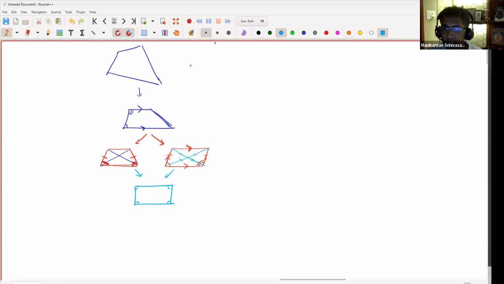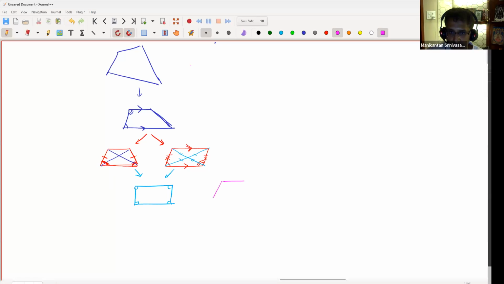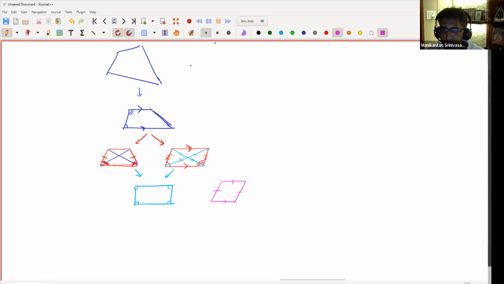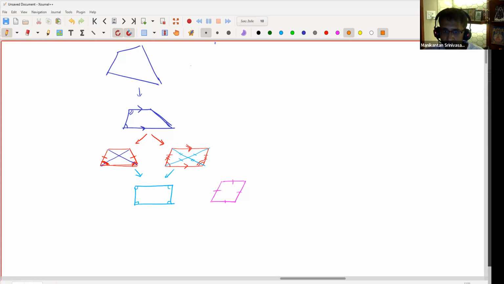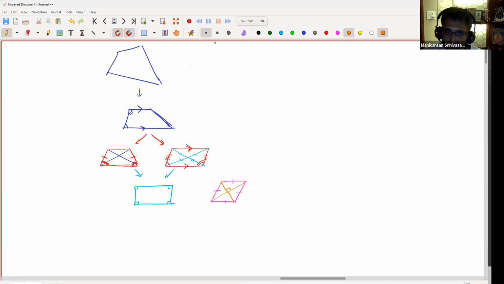Okay. Now in the family tree, we also have a rhombus, which is a special parallelogram where the adjacent sides are equal. So in a parallelogram, the opposite sides are equal, but the adjacent side also happens to be equal. That derives a special name called rhombus. So what additional property does a rhombus have, which is not necessarily true in a parallelogram? That the diagonals are perpendicular. If only I could draw it well, right? The diagonals are perpendicular in a rhombus.